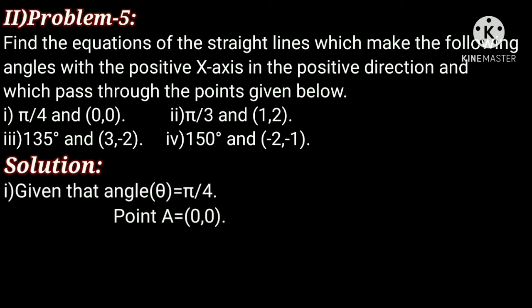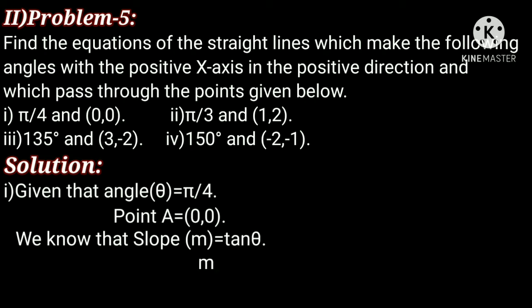(0, 0), we know that slope m equal to tan theta, and m equal to tan pi by 4. We know tan pi by 4 value is 1, that is m equal to 1.